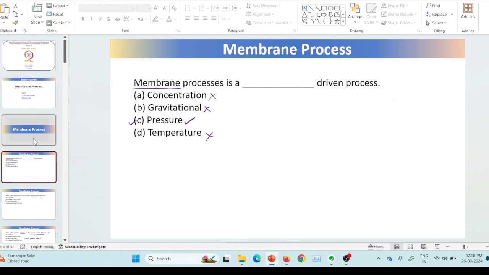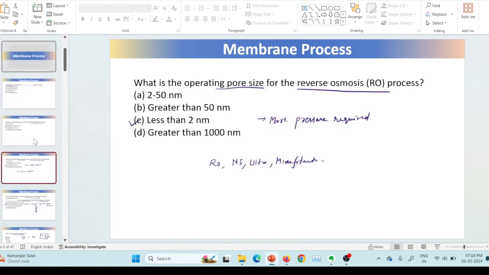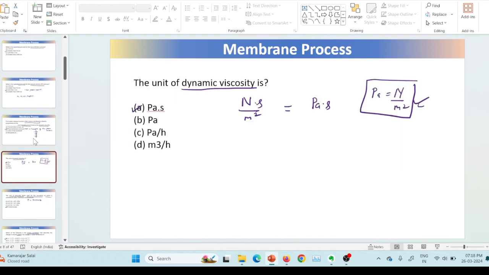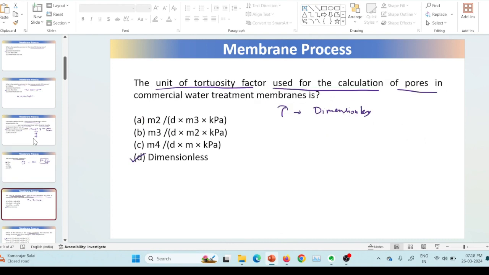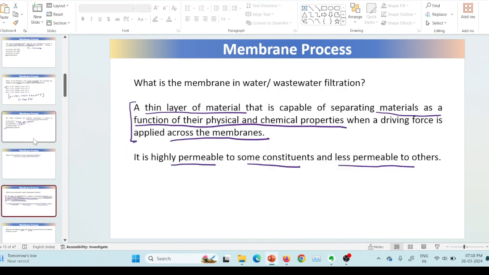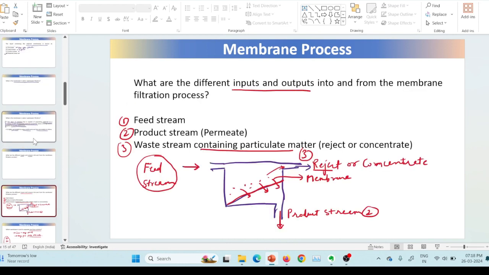So we studied that the membrane is governed by the pressure force, and then about microfiltration and reverse osmosis. Reverse osmosis has a very small pore size, so more pressure is required. The dynamic viscosity unit is Pascal second, and tortuosity factor has no dimensions. This is the relation we studied, and we studied what a membrane is, what the inputs are, and about feed stream, product stream, reject and concentrate.